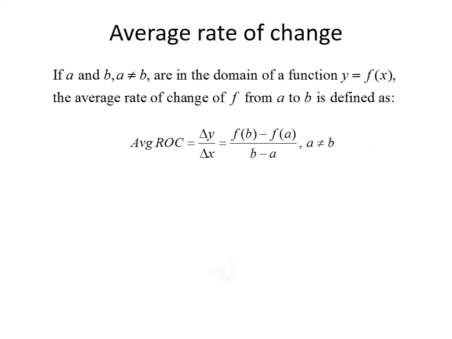To finish off this lecture, we want to talk about average rate of change. So if a and b, where a is not equal to b, are in the domain of a function y equals f of x, then the average rate of change of f from a to b is defined as follows. The average rate of change is the change in y over the change in x, so that's f of b minus f of a divided by b minus a, again with a not equal to b.